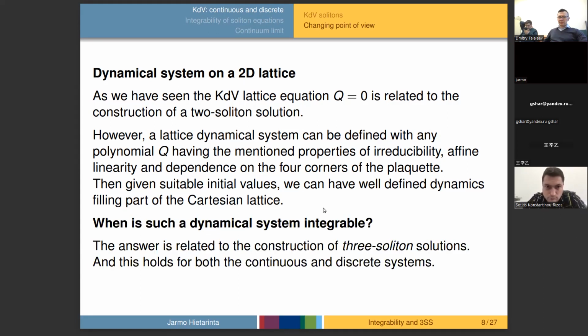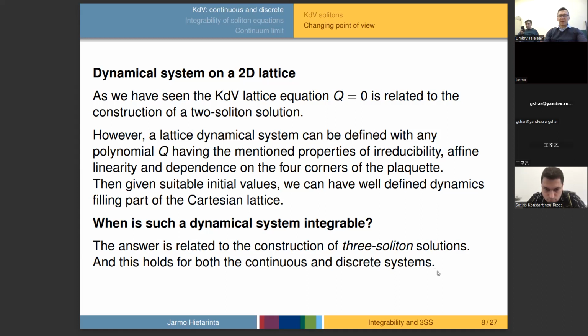But now we have the problem: when is such a dynamical system integrable? Of course, the KdV superposition is integrable because it came from an integrable Backlund transformation of an integrable system. But now that we have generalized to Q, when would that be integrable? And I will show that the answer is actually construction of three-soliton solutions, both in the continuous and discrete case.